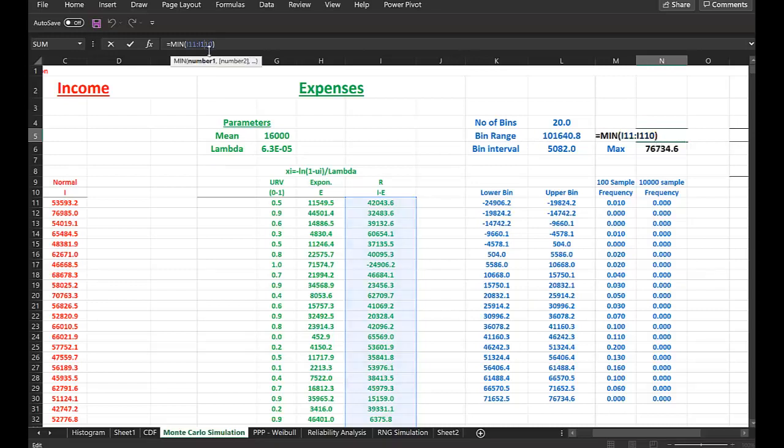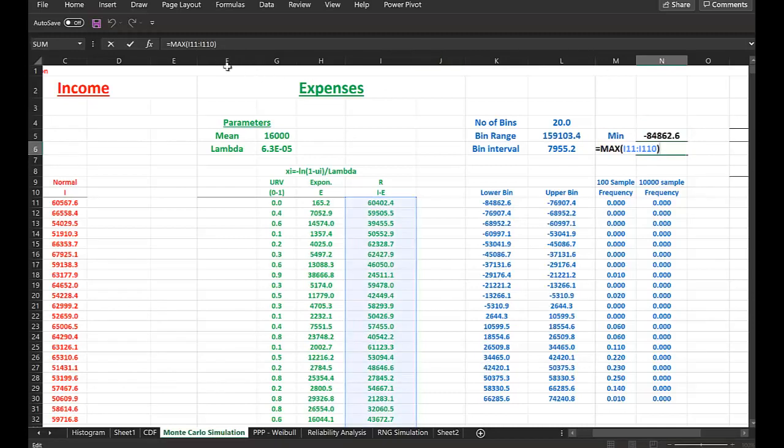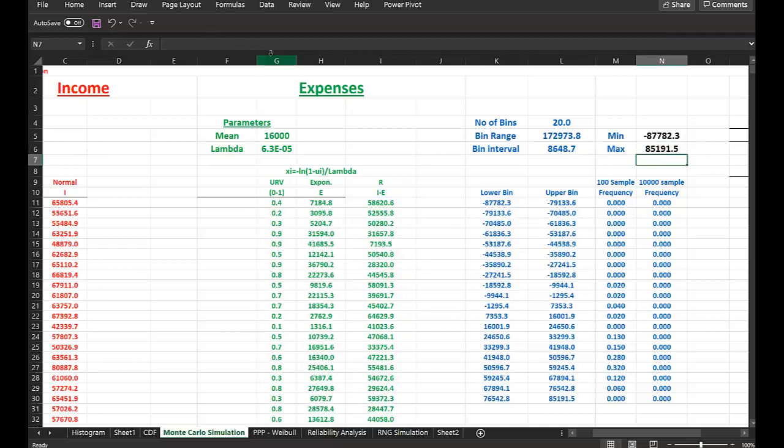This starts at cell I11, so this is column I and row 11. It starts at I11 and ends at the last cell, that is I10,010. So this gives me the minimum value. Similarly, I can find the maximum value, again over the same range. So this gives me the maximum value.